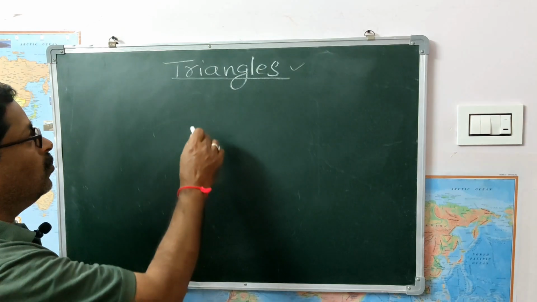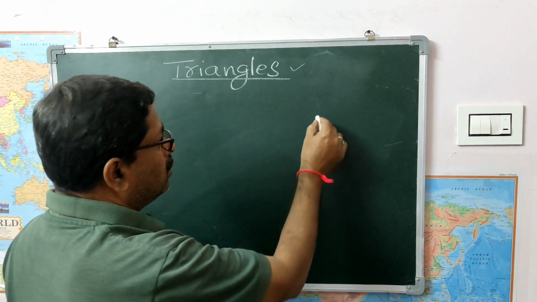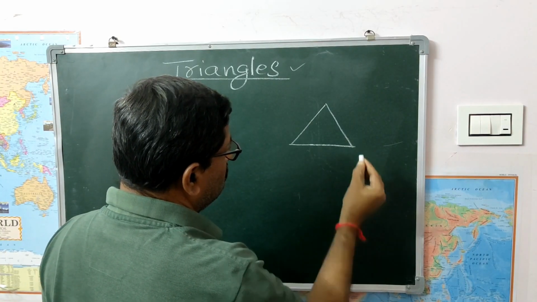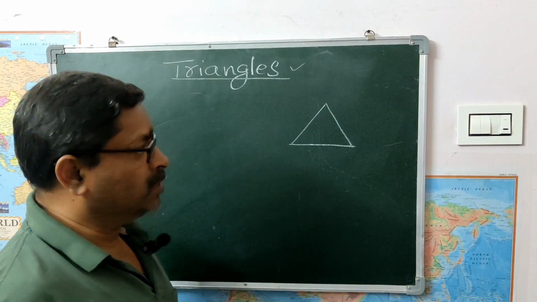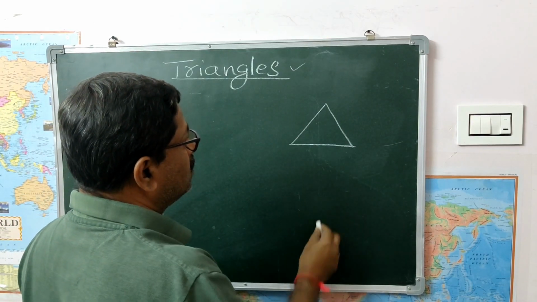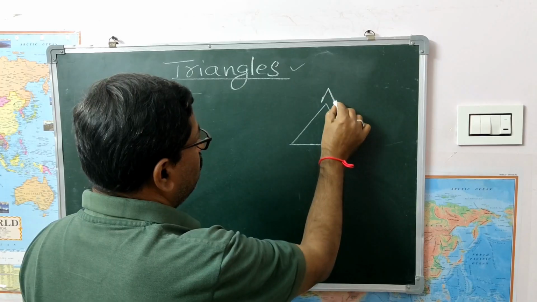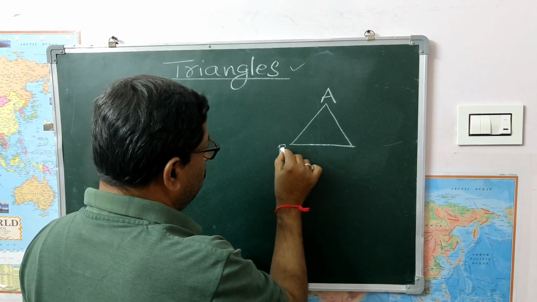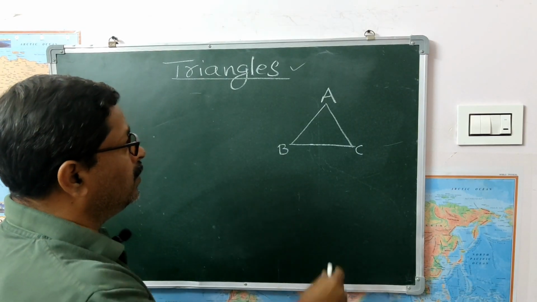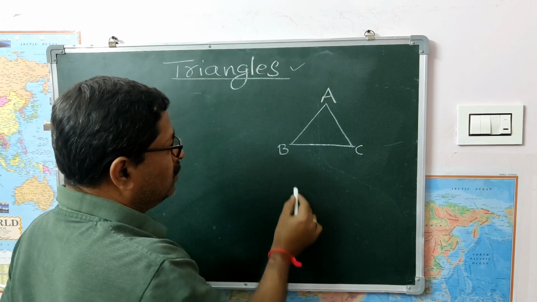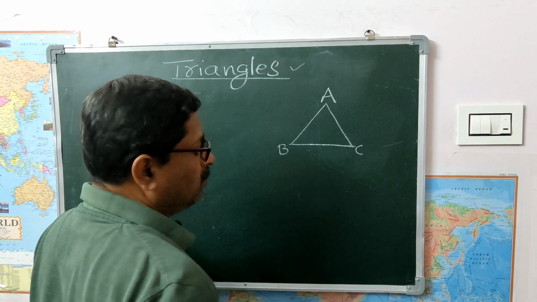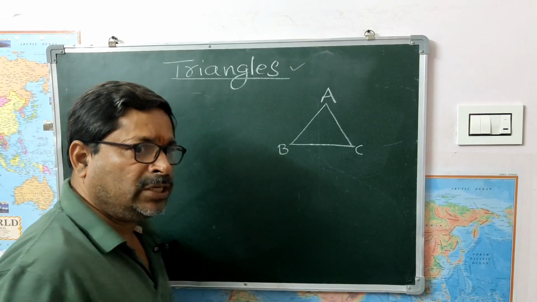Now let us see first what is a triangle. Triangle means a closed figure with three sides. We are starting with the basics. Okay. Three sides. These are three sides. Let us name the vertices A, B, C. It is a closed figure with three sides. A is a vertex, B is a vertex, C is a vertex. These 3 points are called vertices. Each one is a vertex.